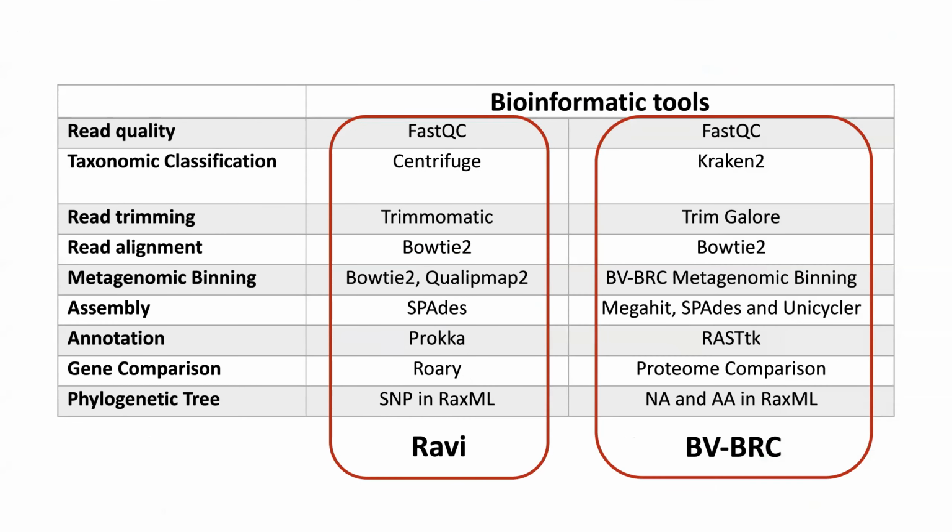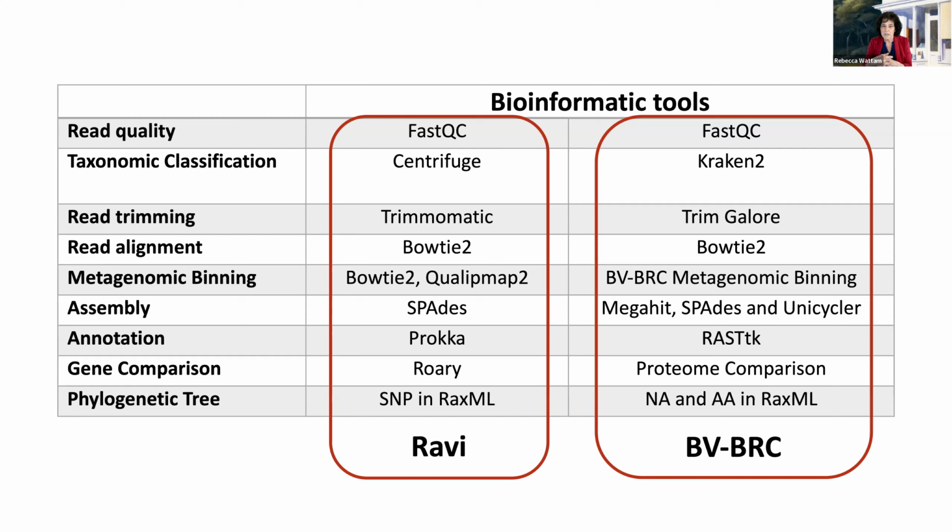Are you guys able to see the slideshow? Yes. Okay. For the bioinformatic tools for read quality, Ravi et al. used FastQC, as did we. For taxonomic classification, they used Centrifuge, we used Kraken 2. For trimming, they used Trimmomatic, we used Trim Galore. Read alignment, Bowtie 2, our process also does Bowtie 2. They did their own metagenomic binning using Bowtie 2 and something I'm not familiar with, which is QualiMap 2. And we have our metagenomic binning service.